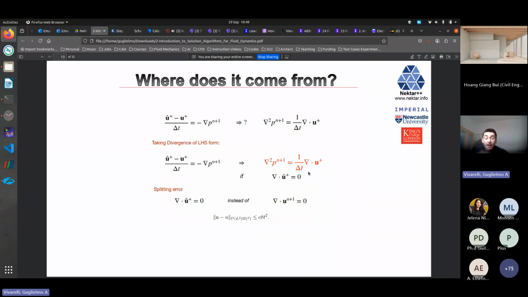So how did we get rid of U hat plus, this further intermediate step? Well, we simply assume that we know from the incompressible Navier-Stokes equations that the divergence of the velocity has to be 0. So we can say that the divergence of U hat plus is also 0, assuming that it is equal to the exact solution at U^(n+1). Of course, it's not. It carries a certain degree of error. And as you can see at the bottom, this is called splitting error.